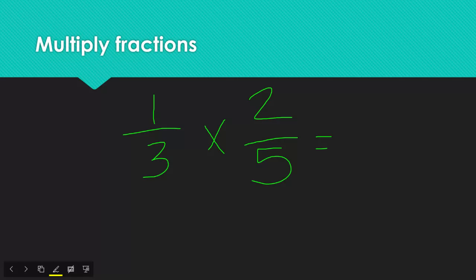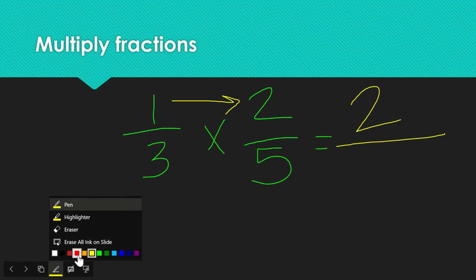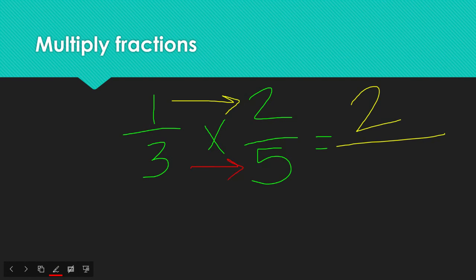But if you have two fractions, proper or improper, you can multiply the numerators. 1 times 2 is 2. And then you multiply the denominators. 3 times 5 is 15. And that's as easy as it is to use the algorithm to multiply two fractions.